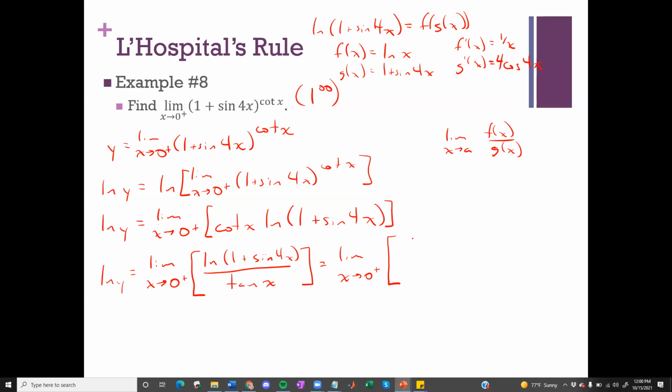So that's going to come out to 1 over 1 plus sine of 4x times 4 cosine 4x, all over secant squared of x. Did I make things any easier on myself? Sebastian, you have a question?